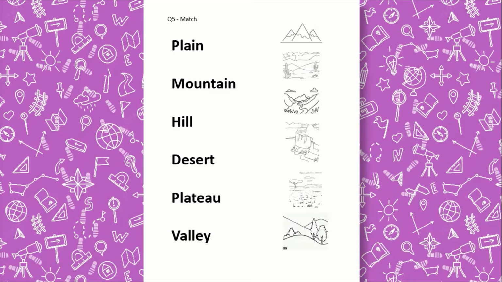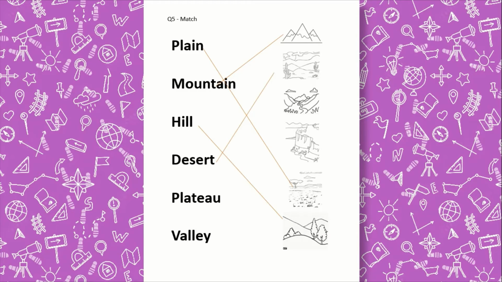Now let's try and match this together. First are plains. Let's look very closely at the picture that shows a plain floor where we can build a house and it's only grass. It's right here. What about a mountain, the highest landform? Right here. What about a hill that looks like an M? It's right here. What about the desert that has cactus in it?